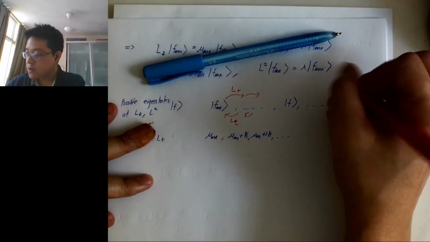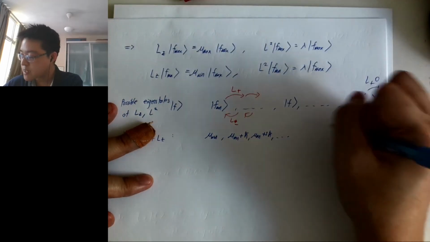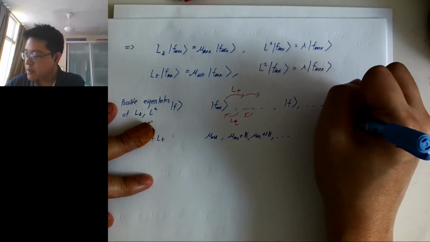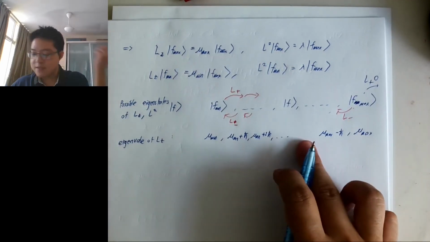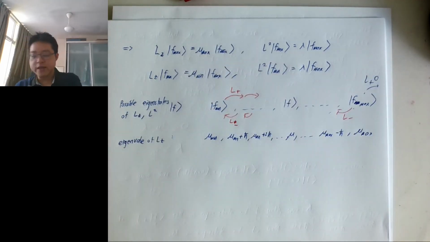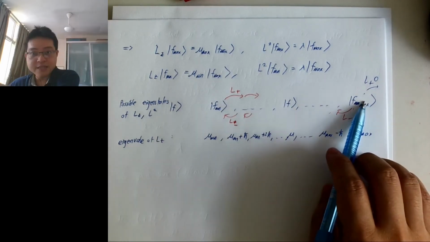But if I go down, I need to do L minus. So if I go down with L minus, I will get mu maximum minus H bar. If I go down again, I get mu maximum minus 2 H bar, right? So until some arbitrary state mu n. So I can go in either direction by applying plus, plus, plus until I hit the maximum and then it stops.